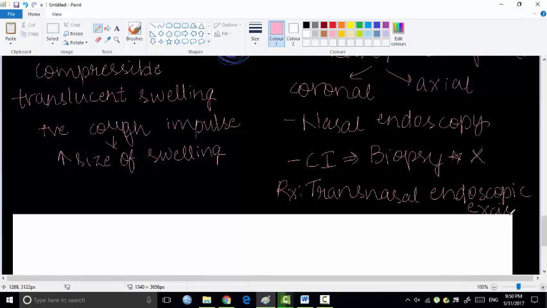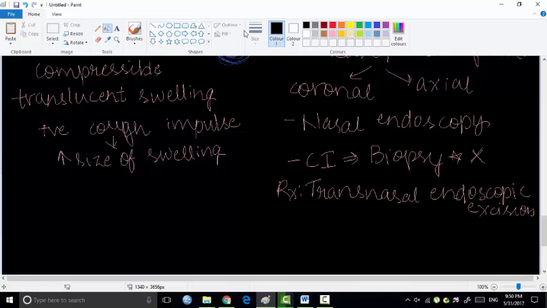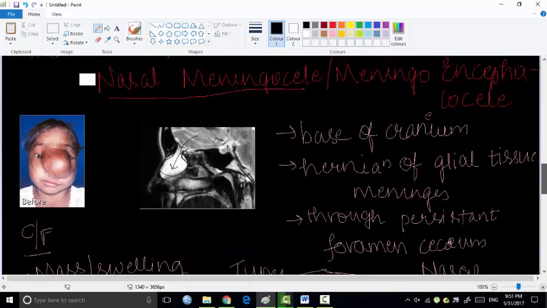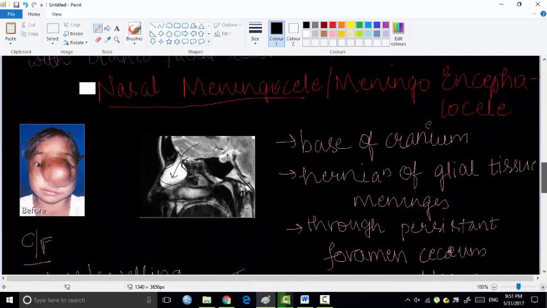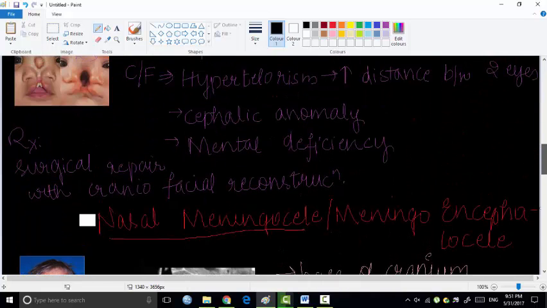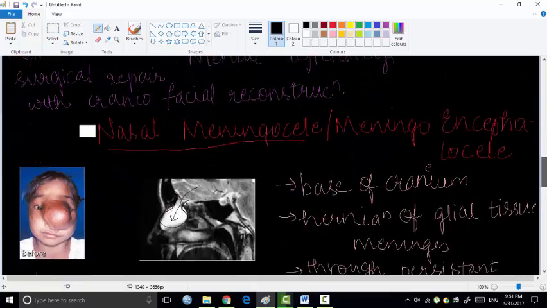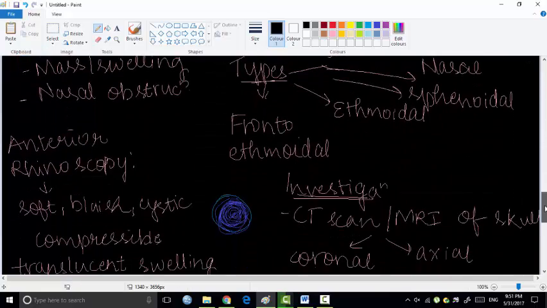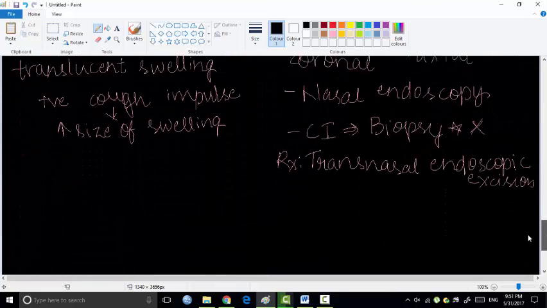Transnasal endoscopic excision can be done here, right? So here we have the treatment of nasal meningocele, right? This is about nasal meningocele, where there is herniation of brain or glial meninges or glial tissue into the nose or nasal cavity. So this is about nasal meningocele, the types, the investigations which you order, and the treatment of it.